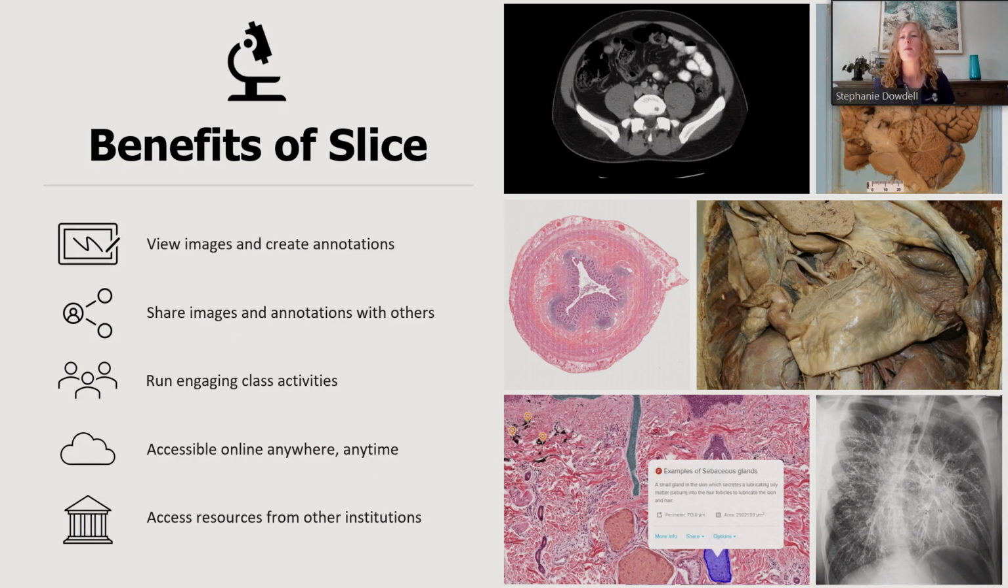So now let's run through some of the benefits of using Slice. As I mentioned before, Slice allows you to view images and create annotations on a wide range of images. And these images and annotation layers can be shared with others for a number of teaching purposes, which we'll run through in a moment. And our tools allow you to engage students in class activities. Slice is available online, anywhere, at any time. And one of the great benefits is that you can access resources from other institutions.